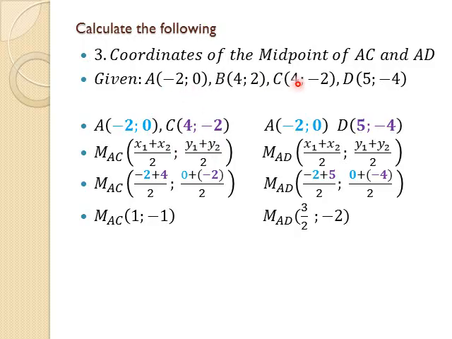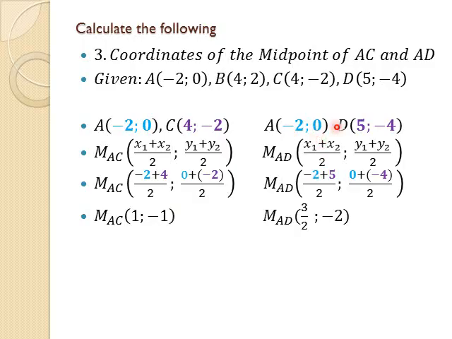So for the midpoint of AC, I have (-2, 0) and (4, -2). So there, minus 2 plus 4 divided by 2, and 0 minus 2 divided by 2. 4 minus 2 gives me 2, and 2 divided by 2 gives me 1. There, 0 plus negative 2 is negative 2, and negative 2 divided by 2 gives me negative 1.